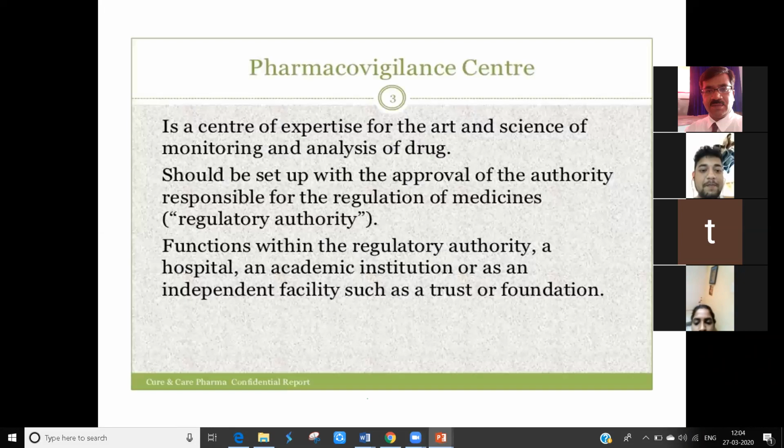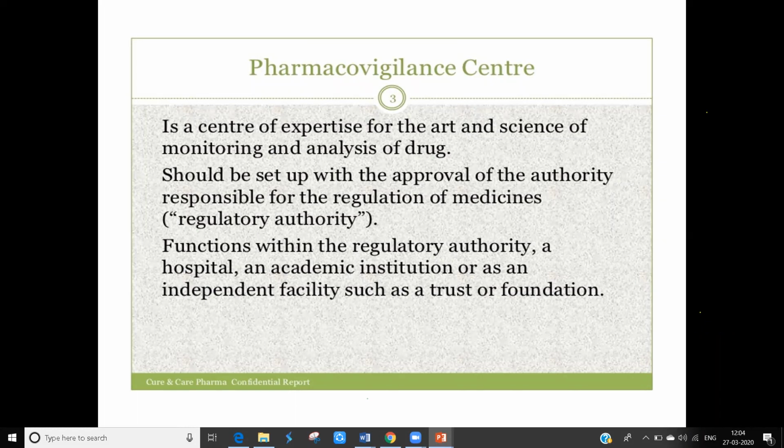Pharmacovigilance, by definition, is the art and science of monitoring and analyzing drugs and drug reactions. When you set up any pharmacovigilance center, it should get approved by the authority, because even the drugs control department in Karnataka has a pharmacovigilance center. They all should get approved by the regulatory authorities, and the regulatory authority here is the PVPI only.